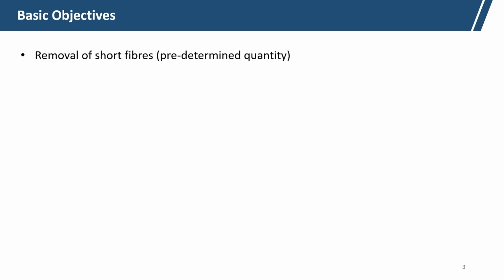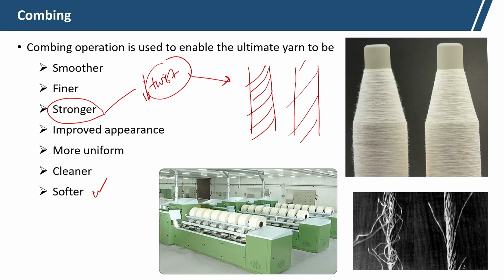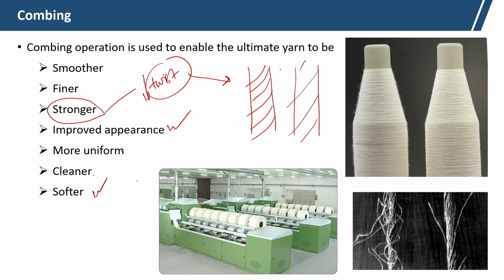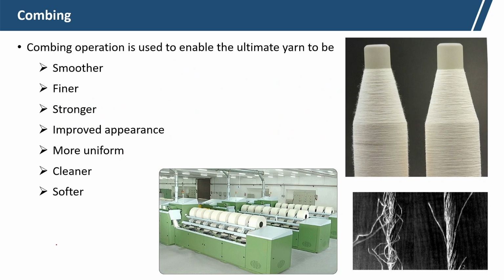And also you can see here the cleaner and improved appearance. So, one additional thing happens when we reduce twist: the combed yarn actually reflects the light uniformly. So, it becomes lustrous. So, the appearance of combed yarn is much better than the carded yarn. Carded yarn becomes a little bit dull due to higher twist, where the light gets refracted in different directions.